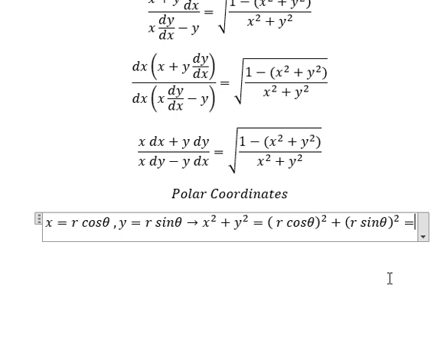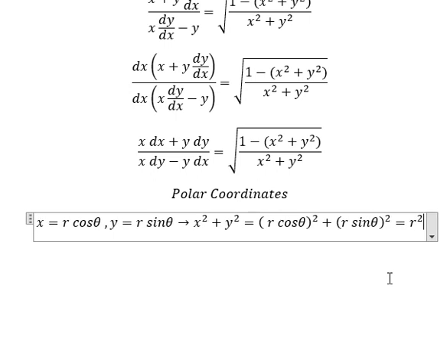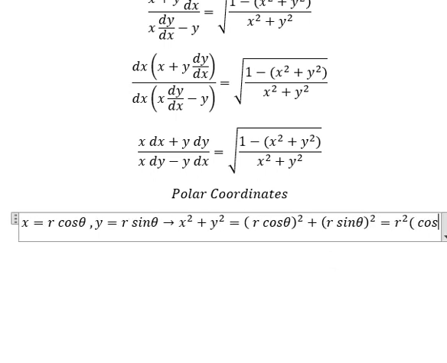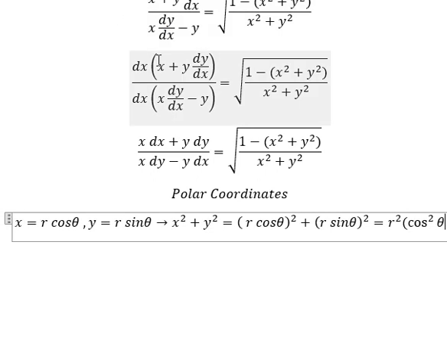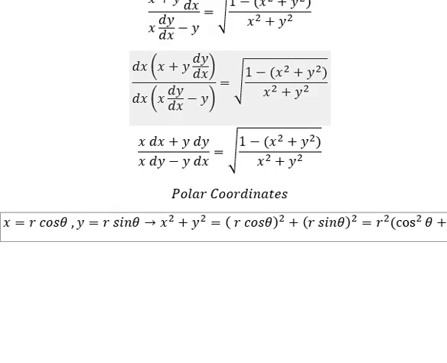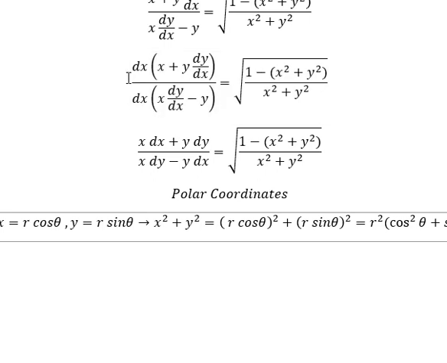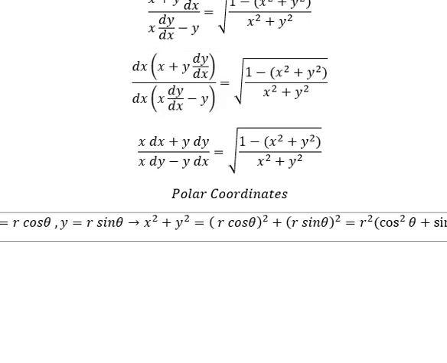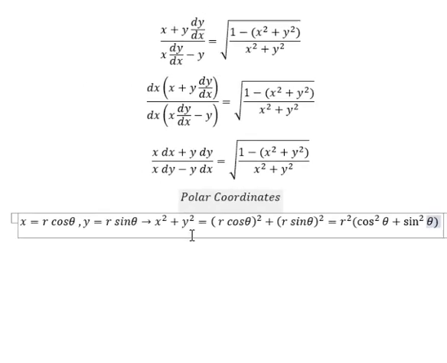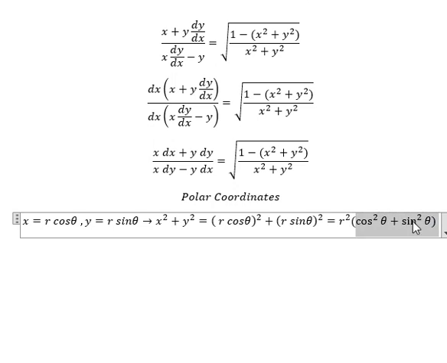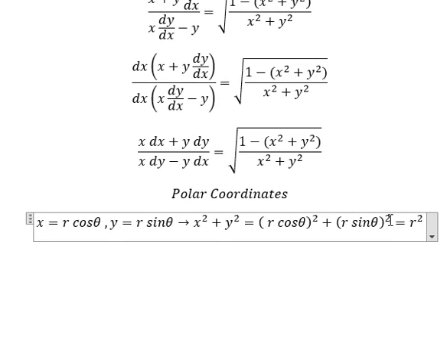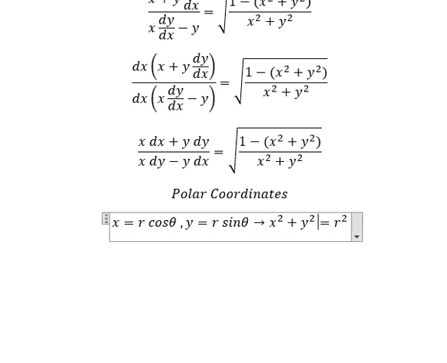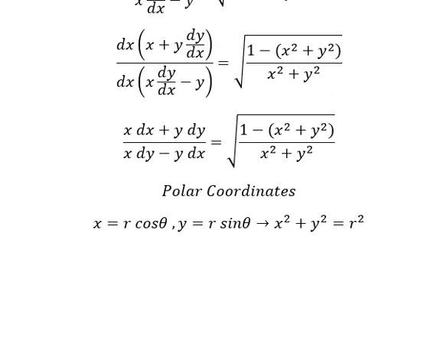We can do factorization. And then we have cosine squared theta plus sine squared theta. And we know that this one equals 1. So we can simplify like this. And the next one is about theta.